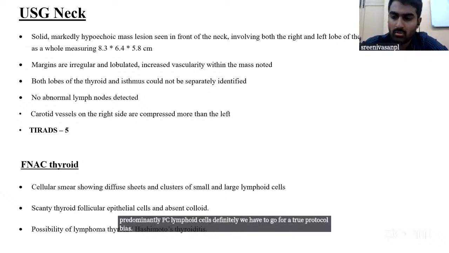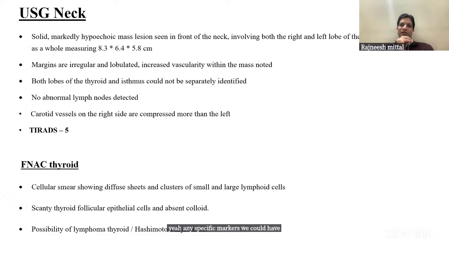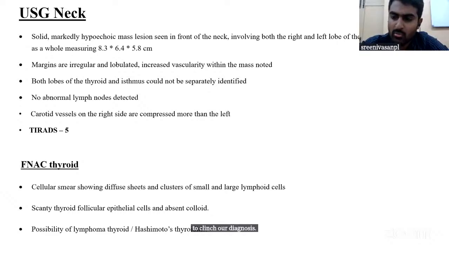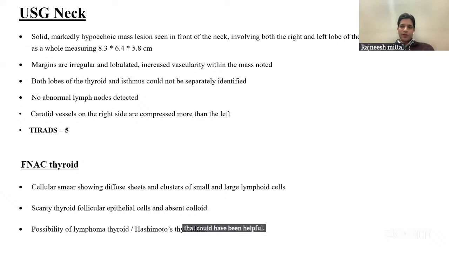Yeah, any specific markers we could have used in the FNAC tissue itself to clinch our diagnosis? Immunohistochemistry for B cell and T cell markers would have been helpful. Okay, go ahead.